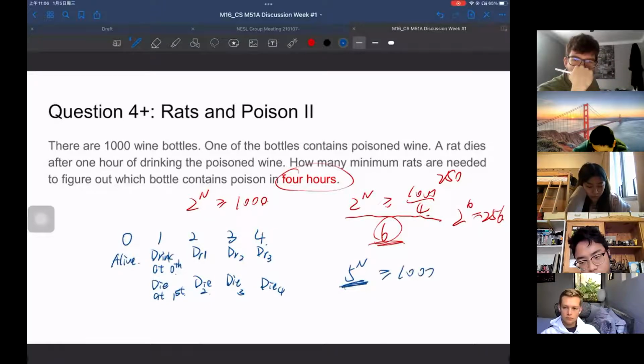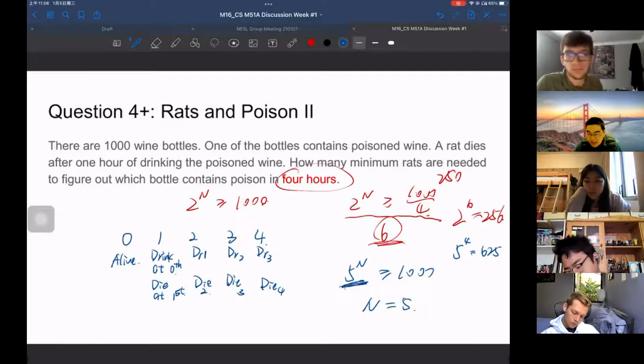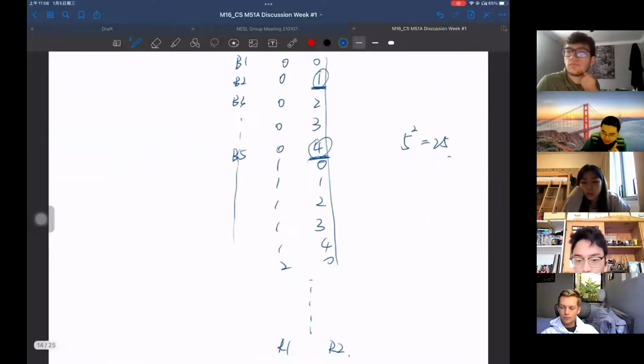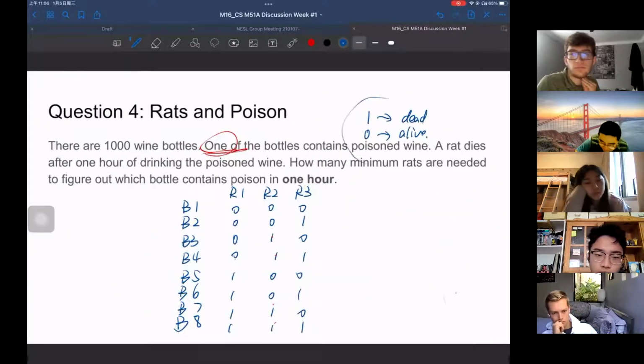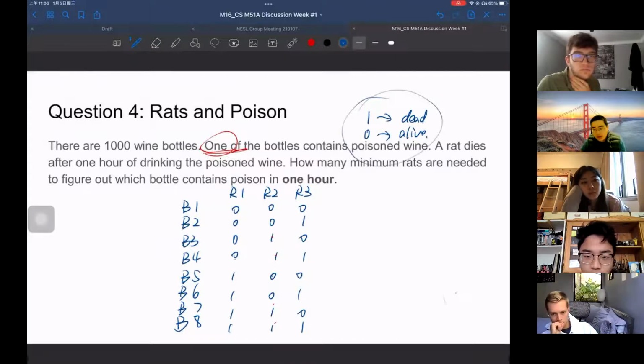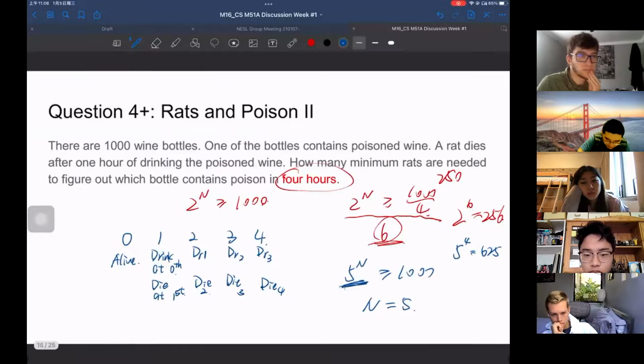Actually, 5 to the 4th is 625. So I need n equals 5 because I need to cover all the states. Does it make sense? I know it's slightly more difficult. Before, the only difference is here. The encoding, everything's the same. Just before, we only had 2 states. After 1 hour, a rat can be either alive or dead. But now it can be all the way alive, die here, die here, die here, die here.